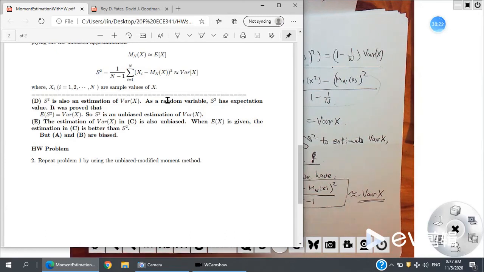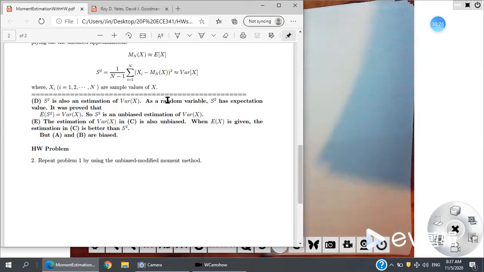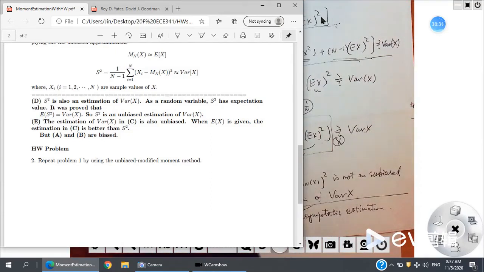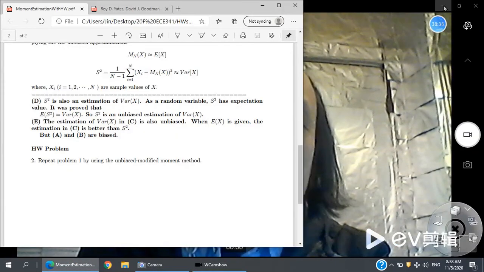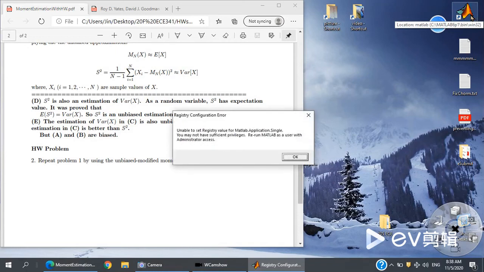And now let's look at these things in MATLAB. We have some functions in MATLAB that can be used for the moment method, for the calculation of moments actually.